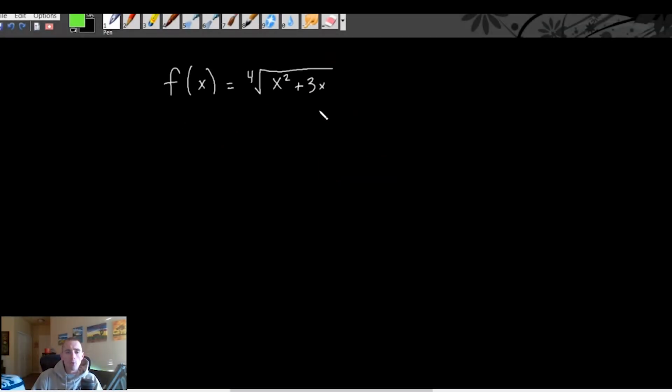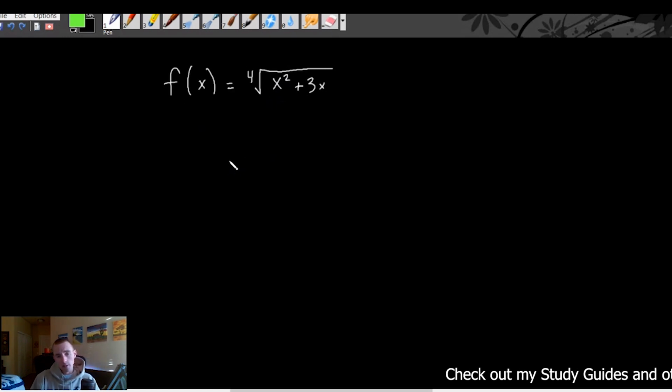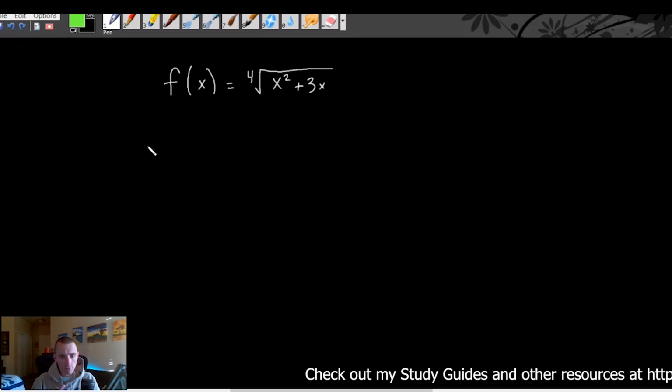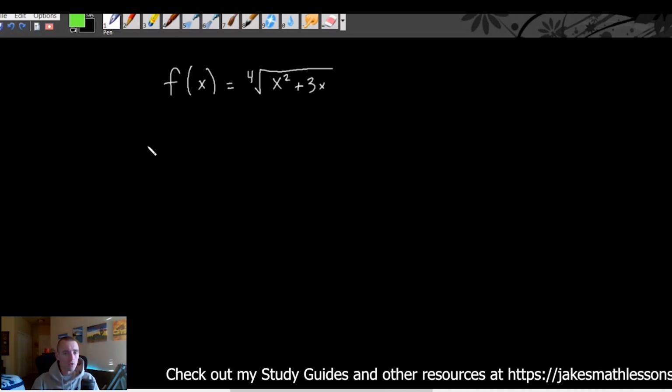We want to find the domain of this function. Our function is f of x equals the fourth root, so we have an even root here, of x squared plus 3x. Okay, so like I said, the three things we want to look out for: no dividing by 0, no taking the even root of a negative number, no taking a logarithm of a negative or 0.